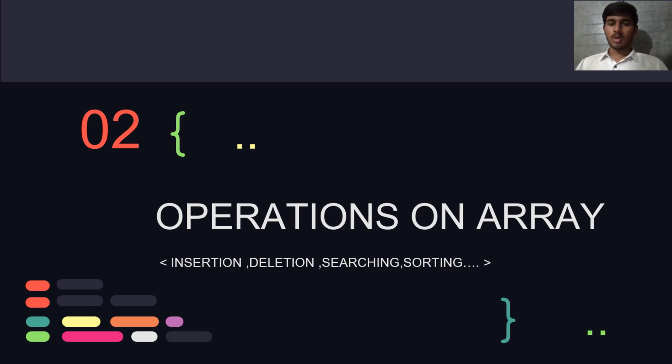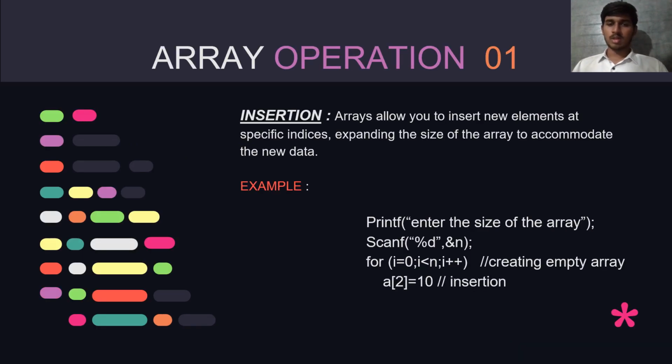So going on to operations on array. The first operation is insertion. Arrays allow you to insert new elements at specific indices, expanding the size of the array to accommodate the new data. We can add new elements to the array using the insertion operation, and we see an example here. printf enter the size of the array. This asks the console to enter the size of the array, and we'll store the value in n. Then using a for loop, i is equal to 0, i less than n, i plus plus. Then here a[2] is equal to 10. So we are storing the value of 10 in the second position of the array.